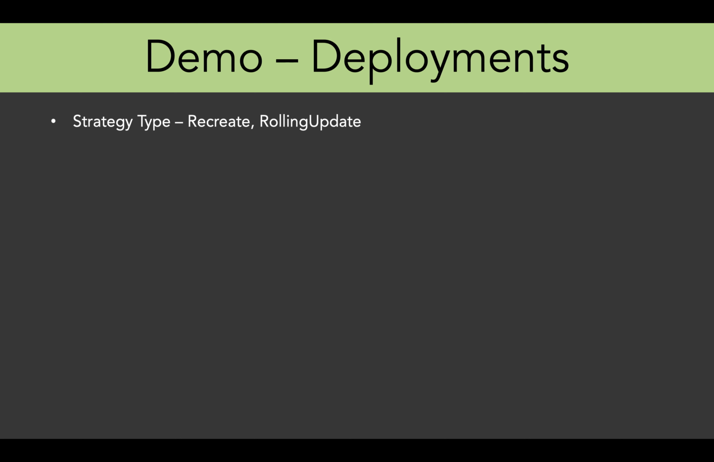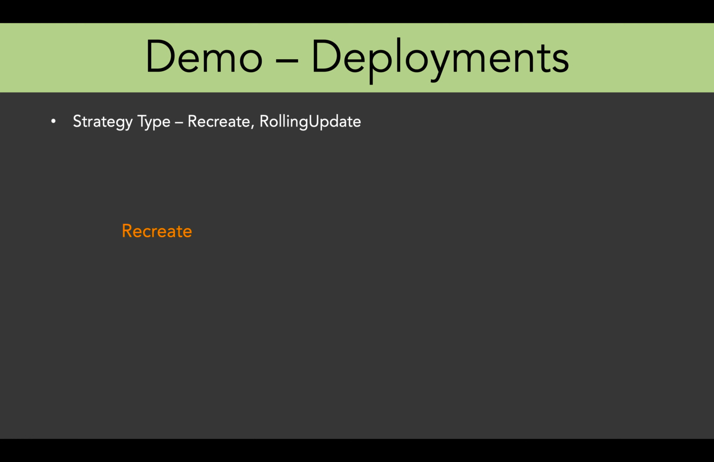And there are two types of strategies available. One is recreate and the other one is rolling update. There are two more strategies like canary deployment and blue green deployment, and those things are something extra. Those things cannot be done using the deployment controller object. We have to do it separately. So as part of deployment controller object, we use recreate strategy or rolling update strategy.